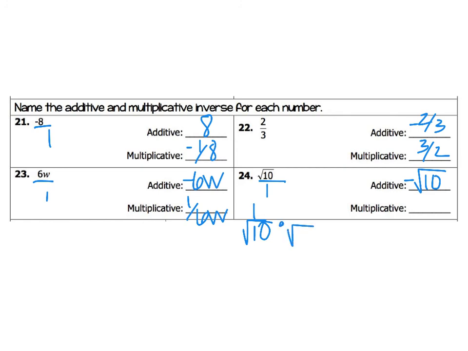So if we multiply the top and the bottom by square root of 10, we get square root of 10 on top, and on the bottom you get square root of 10 times square root of 10 gives you square root of 100, which we can simplify to 10. So the multiplicative inverse of square root of 10 is the square root of 10 over 10. So that one's a little trickier, which is why I wanted to do that even with you.